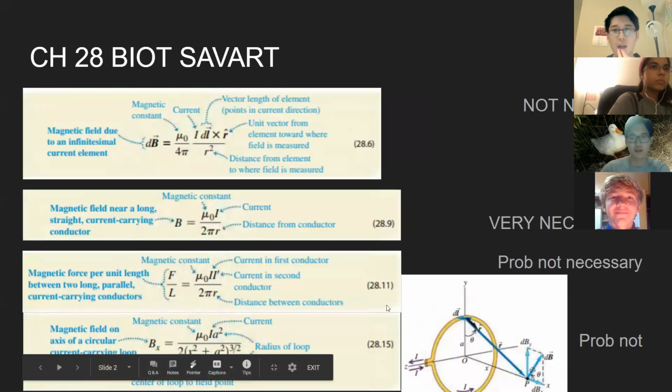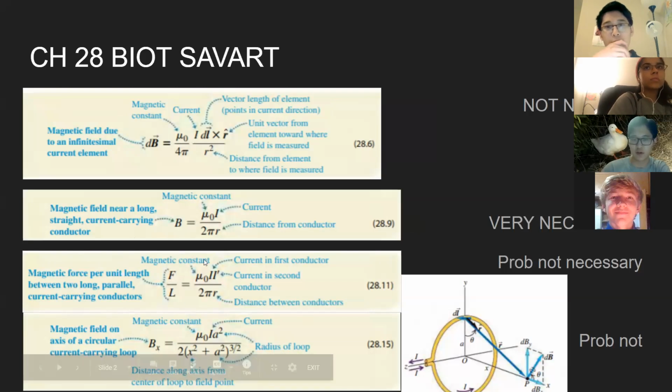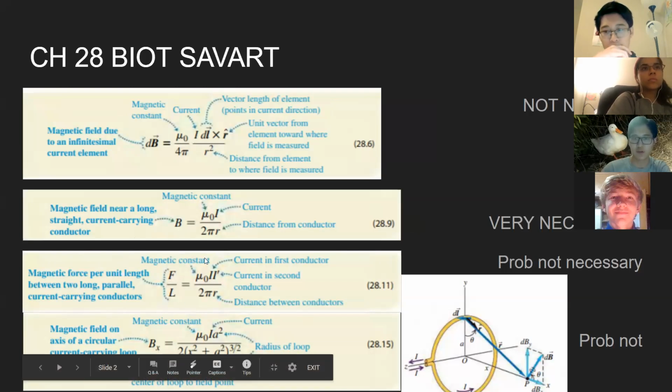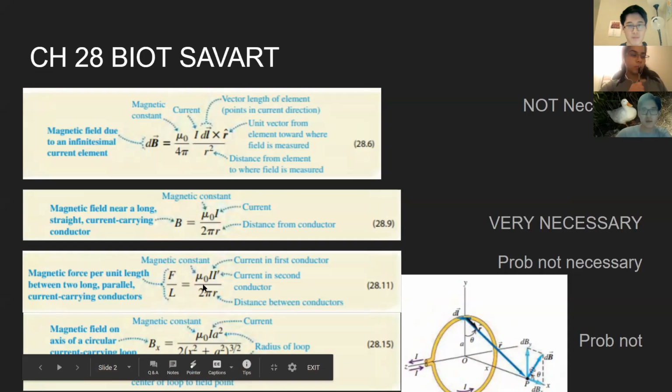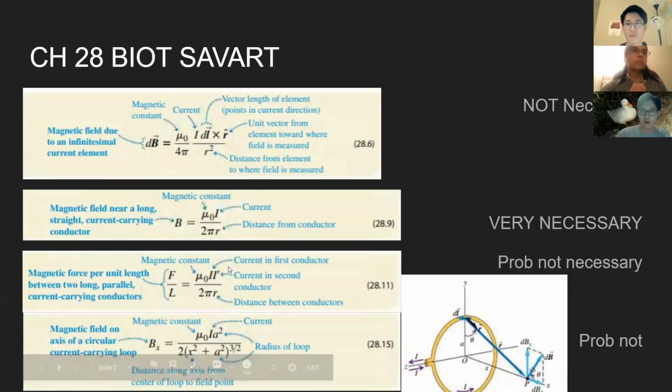Okay, cool. So the next equation is the force between two wires. This one's probably not necessary, but you might as well write it down because you actually know how to use the equation. It's a bit weird to use, but you're just plugging in the current in the first conductor and the current in the second one. Just write it down just in case they have it. They'll give you all the variables necessary to solve it, so you'll be fine using it.